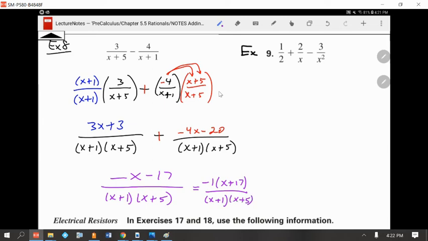But notice x plus 17 doesn't cancel any of the other factors on the bottom. X plus 1 and x plus 5 are different.